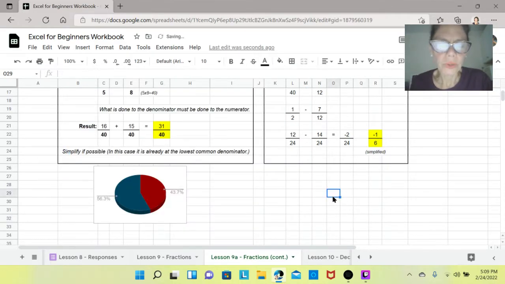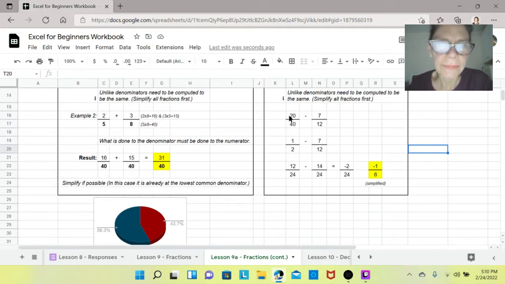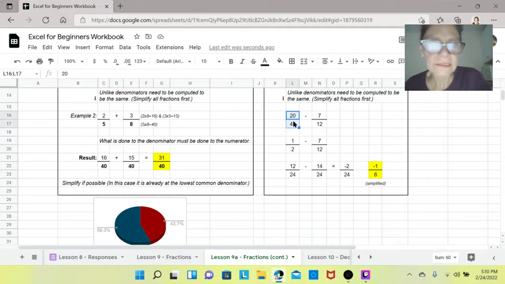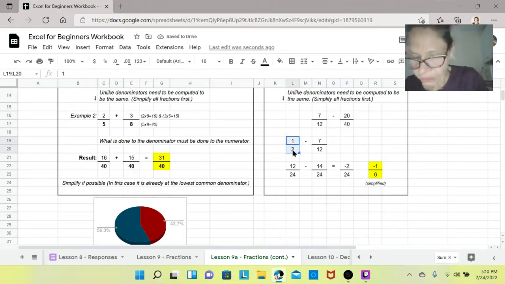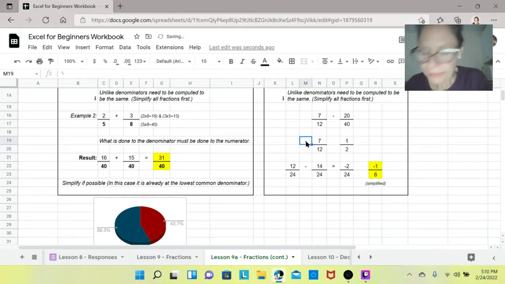Let me add one more. I should have made this easier for you. I'm going to switch the numbers around so you don't get a negative on top. I'm going to do 7/12, Control X. Let me just move it over here. I'll put it better later. We'll put the minus here. Control X, Control V. And then same thing. I'm going to just switch them around. Control X, Control V, and the minus Control X, Control V.